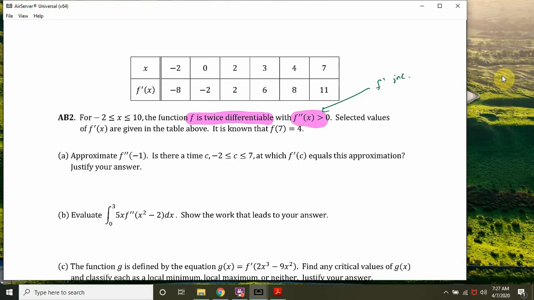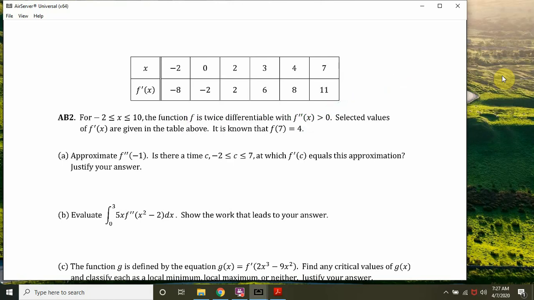Okay. Selected values of f prime are given in the table above, and then they give us 1 point on the original f function, f of 7 equals 4. Okay. Part A, approximate f double prime of -1. Is there a time c on the interval -2 to 7 at which f prime of c equals this approximation? Okay, let's worry about f double prime of -1 first.